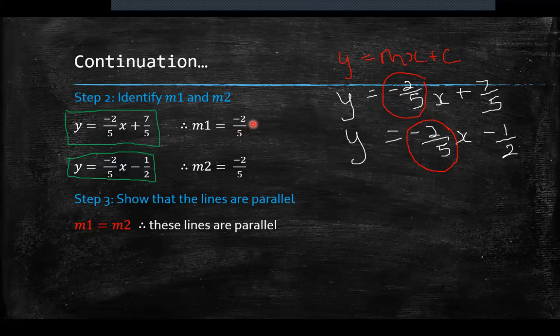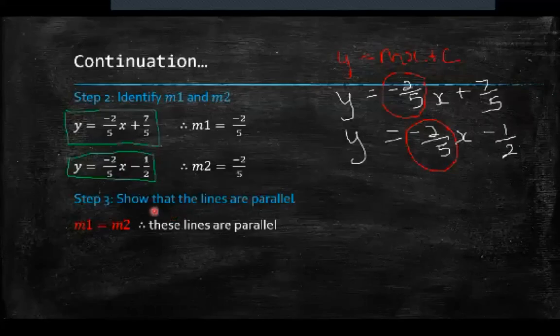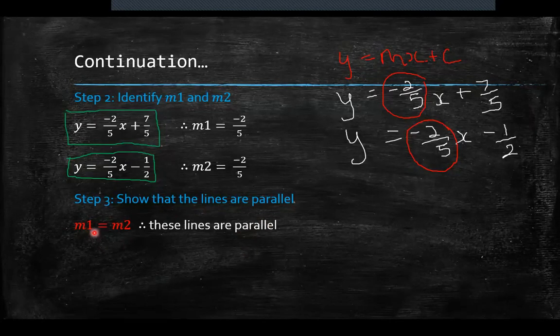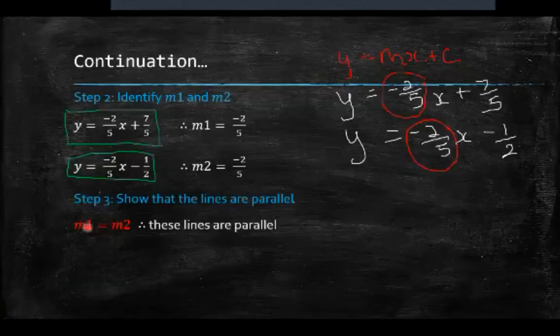So M1 is equal to minus 2 on 5 and M2 is also equal to minus 2 on 5. The third and final step is to show that the lines are parallel. We said parallel lines have the same gradient. So since M1 and M2 are equal, M1 equals M2, then we could say that these lines are parallel. Right? Let's do some more questions.